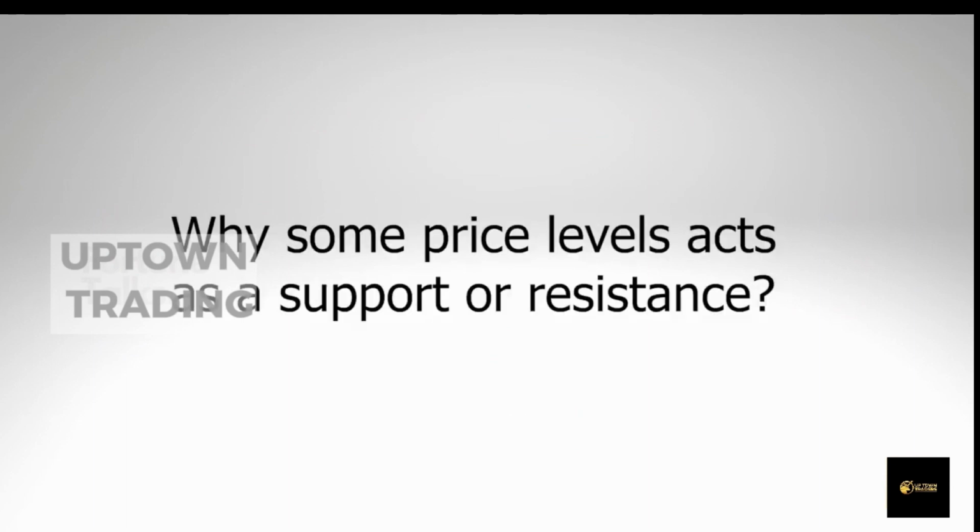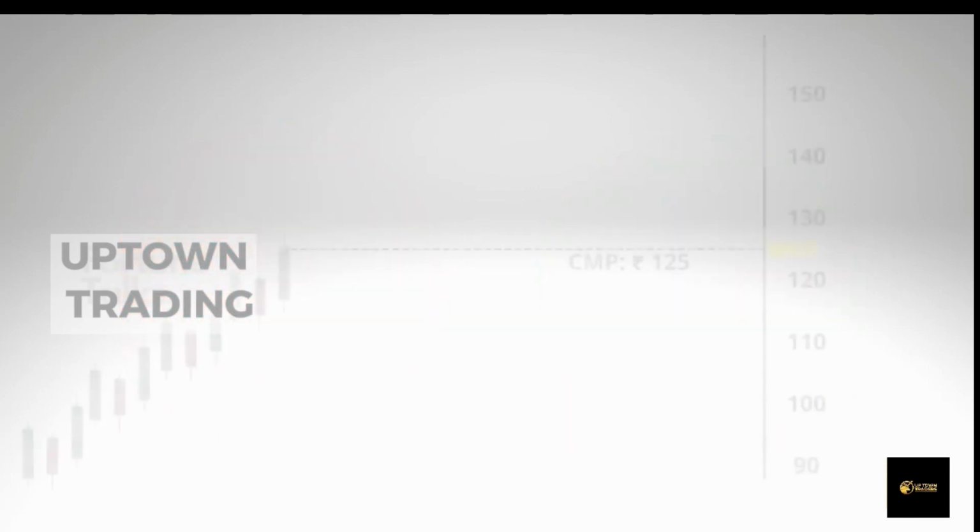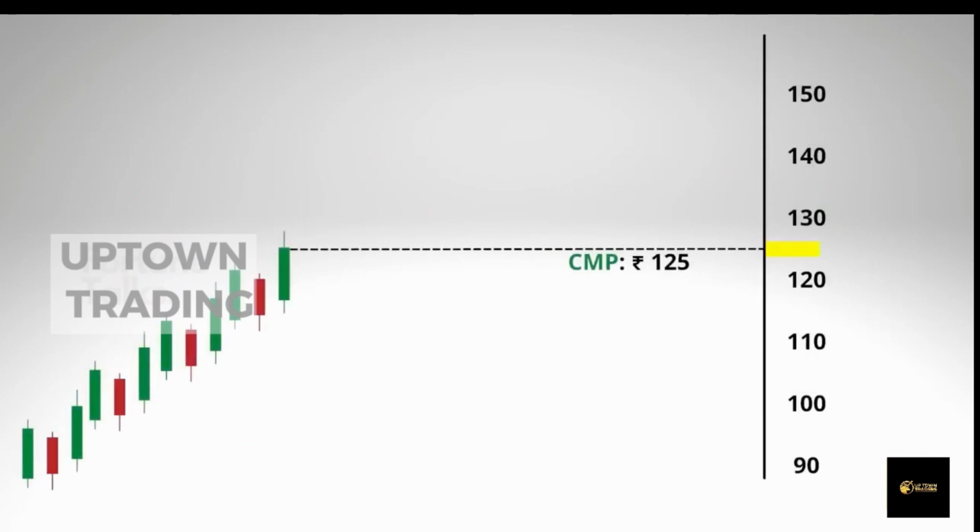Let us understand why some price points behave in this particular manner. We have talked about the fact that the stock market runs on demand and supply. This very concept is what causes some price levels to behave as a barrier or some as a booster for the prices. Take an example of a stock trading at 125 rupees.